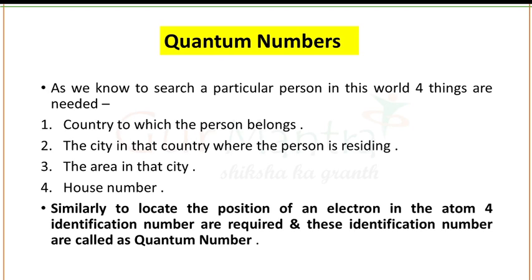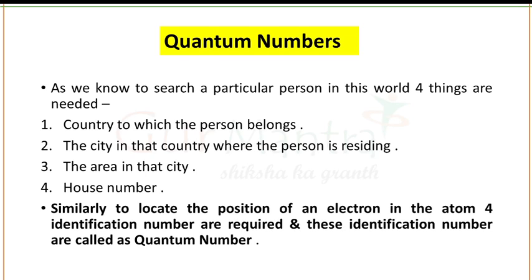If you want to know the particular address of a particular person, you need four things. Number one, the country to which the person belongs. Number two, the city in that country where the person is residing. Number three, the particular area in that city. And number four, house number of that person in a particular area. Similarly, to locate the position of an electron, to find the address of an electron in the atom, four identification numbers are required. And these identification numbers are called quantum numbers.